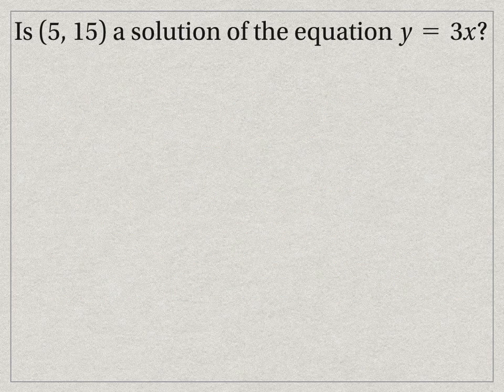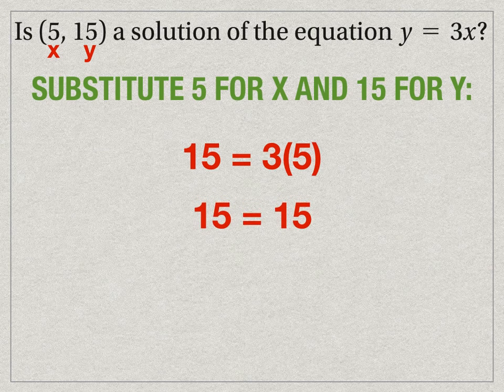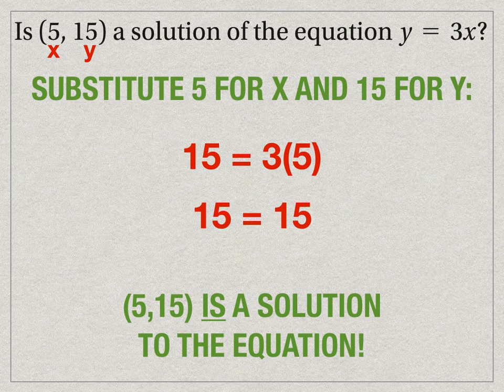The first example says, is (5, 15) a solution of the equation y equals 3x? This is a pretty basic two-variable equation, y equals 3x. The ordered pair they give us is (5, 15), meaning 5 is the x value and 15 is the y value. You need to substitute in both 5 for x and 15 for y. When you plug that in, instead of y equals 3 times x, you're going to have 15 equals 3 times 5. Super basic, 3 times 5 is 15, so you end up with 15 equals 15, which means the ordered pair (5, 15) is a solution to the equation.